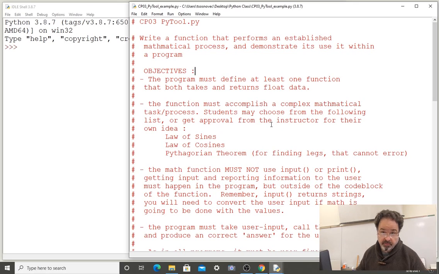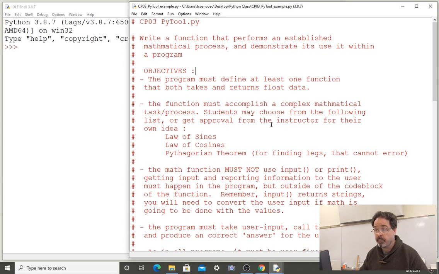This is a project example called MyTool. I'm going to read the general objective and then run an example of a program that accomplishes all of the objectives. And when we see an example and experience what the program does, we'll go to the detailed objectives and reflect on how the program accomplished those objectives.